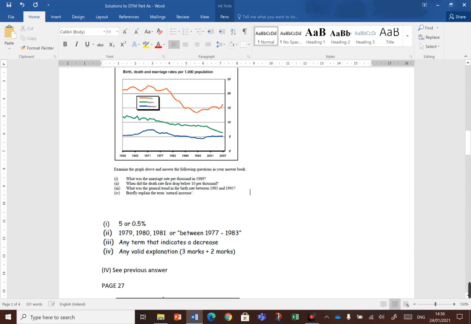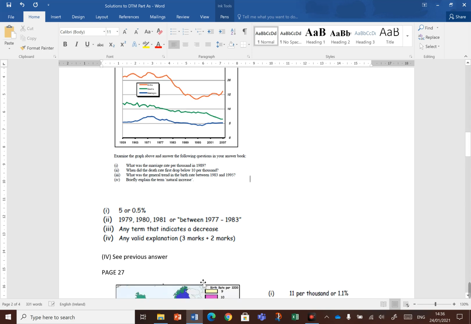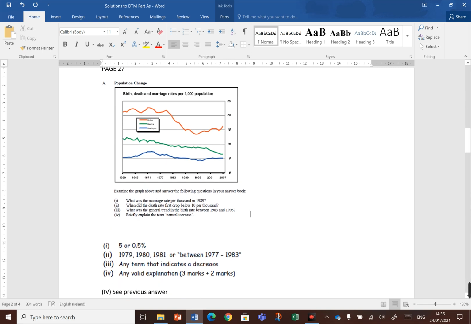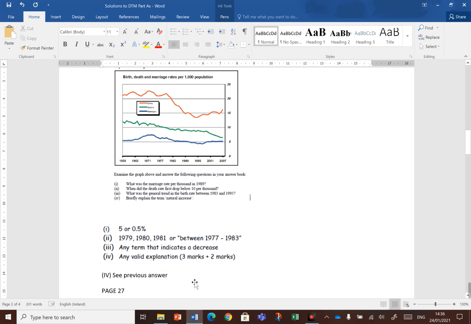Then finally, briefly explain the term natural increase, and again, that's answered for you in the previous question. Right, is there no grades on that? No. Okay, so that was a 20-mark question, so that would have been 5, 5, 5, and 5. That was very easy.